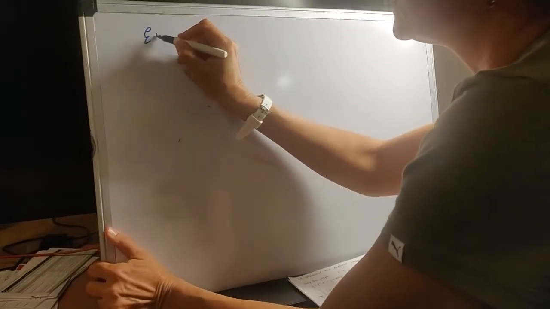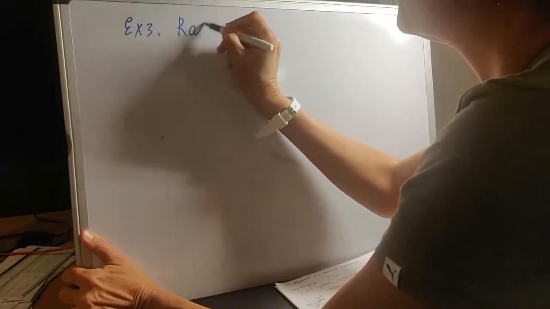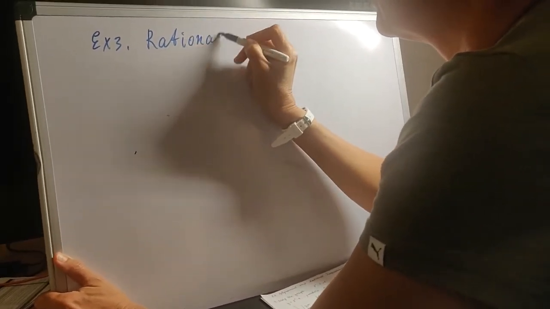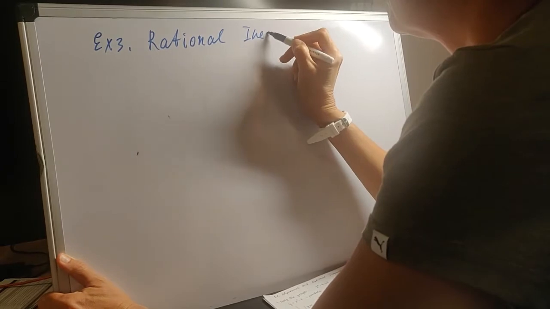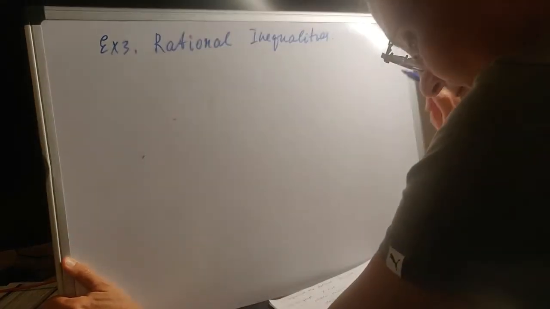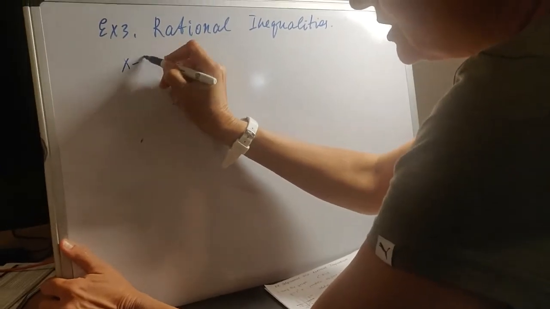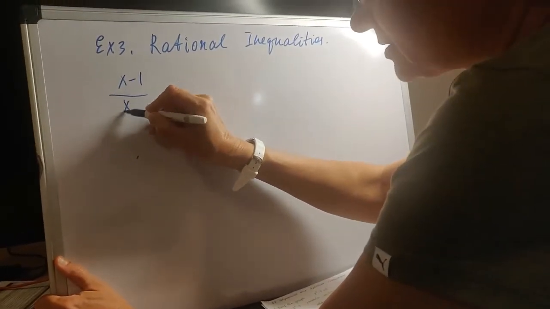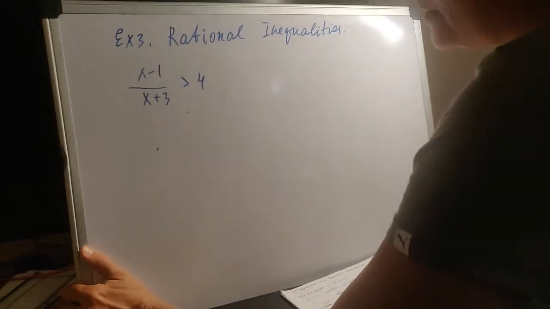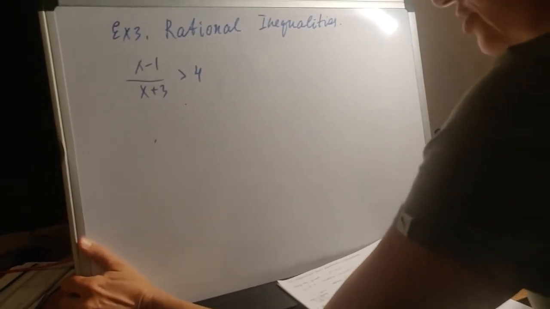So example number 3, rational inequalities. Usually rational inequalities are going to have a fraction. For example, the rational inequality x minus 1 divided over x plus 3 is greater than 4. Okay, how do we solve this rational inequality?